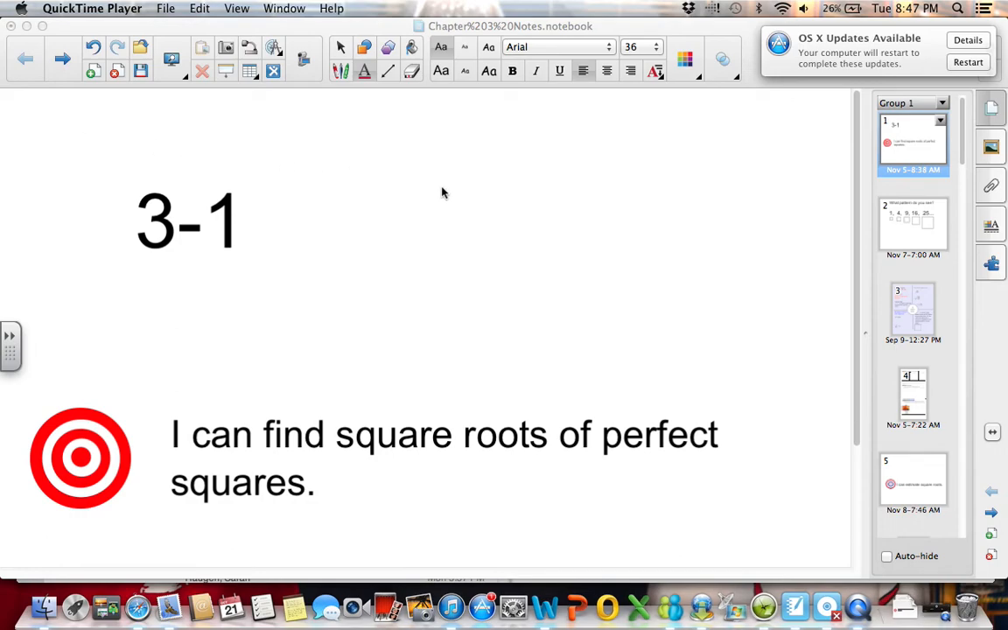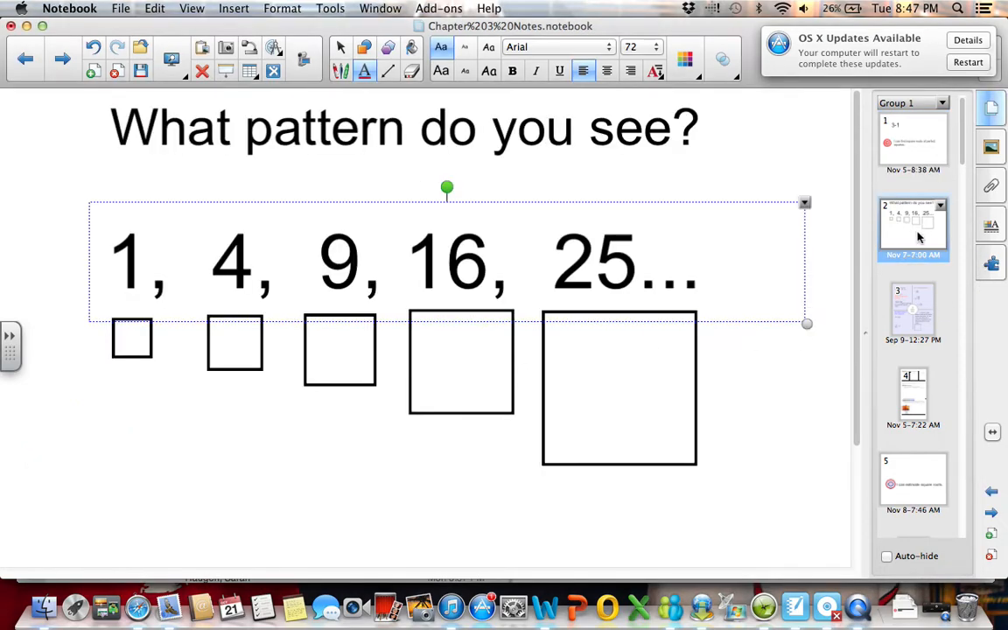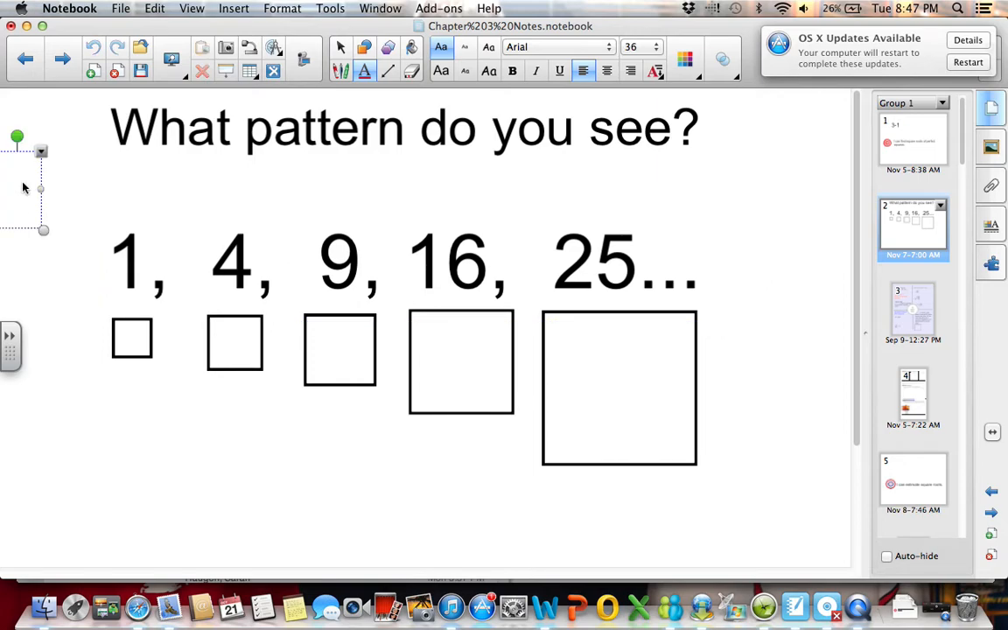Hi, 7th graders. We are on lesson 3.1, which is square roots. Our learning target is I can find square roots of perfect squares. So if we look at these numbers, 1, 4, 9, 16, 25, think in your head if you can think of a pattern that we see going on or what these numbers have in common.